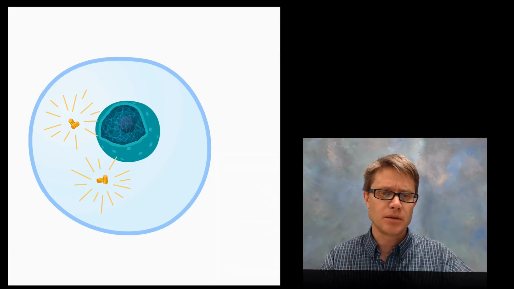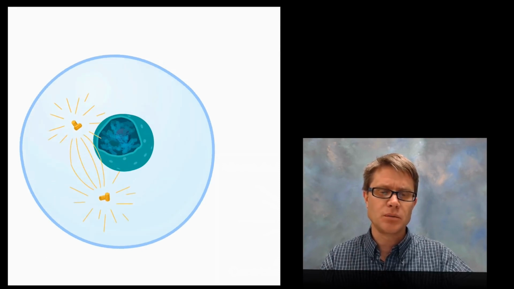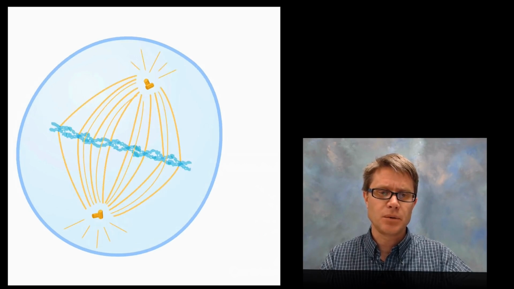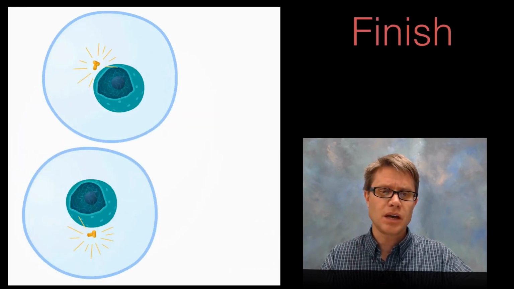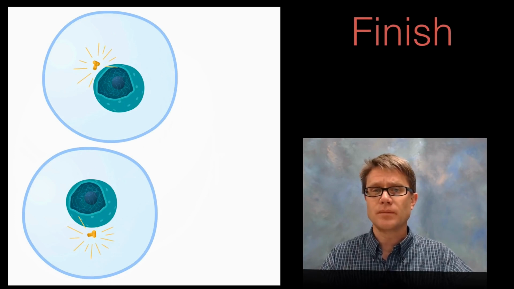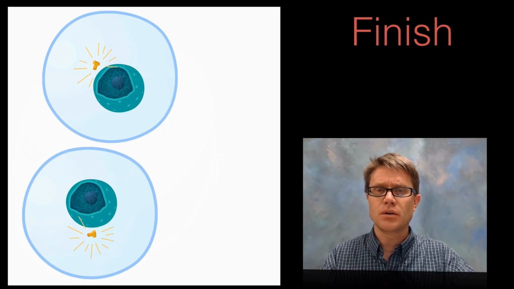Now let's watch what happens to those centrosomes. They form microtubules between them. That kind of pushes them apart. And then each cell is going to have a centrosome in each one. So that would be replicated again, and then this thing goes over and over and over again.